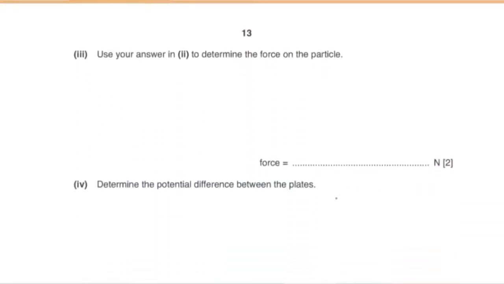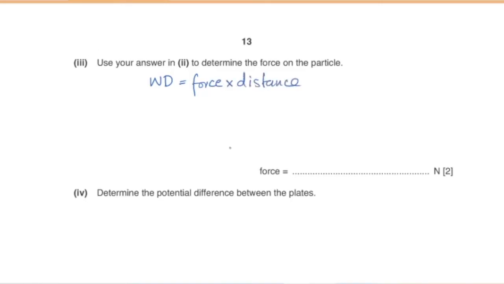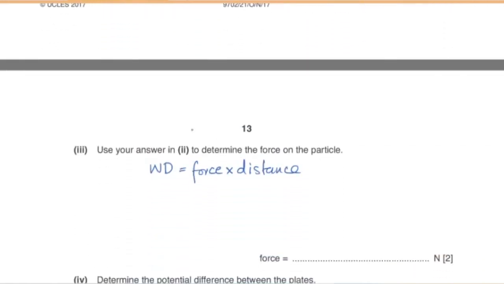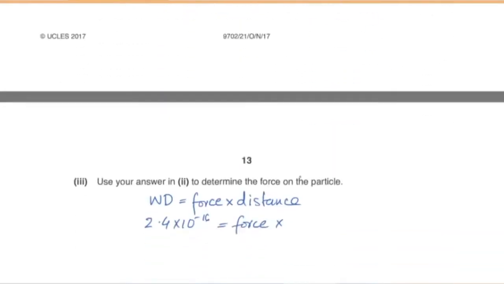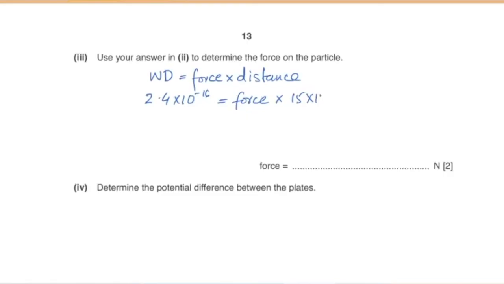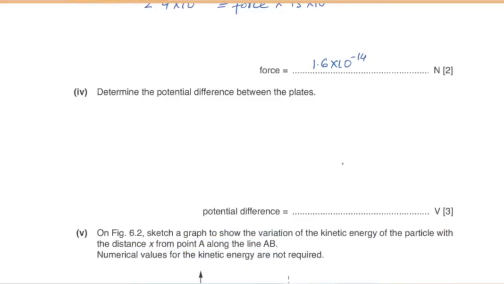Part 3, use your answer in part 2 to determine the force on the particle. So work done is equal to force multiplied by distance moved in the direction of the force. The work done in the previous part we got is 2.4 × 10^-16. The electric force is unknown, and the distance it moves from point A to point B is 15 millimeters. We need to convert that to meters, so 15 × 10^-3. And hence the force exerted on the particle is 1.6 × 10^-14 newtons.